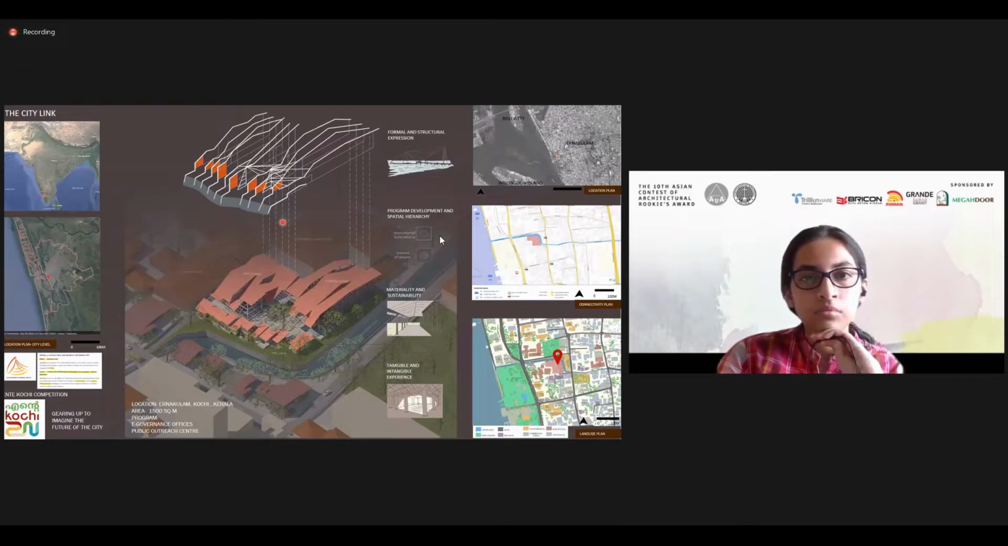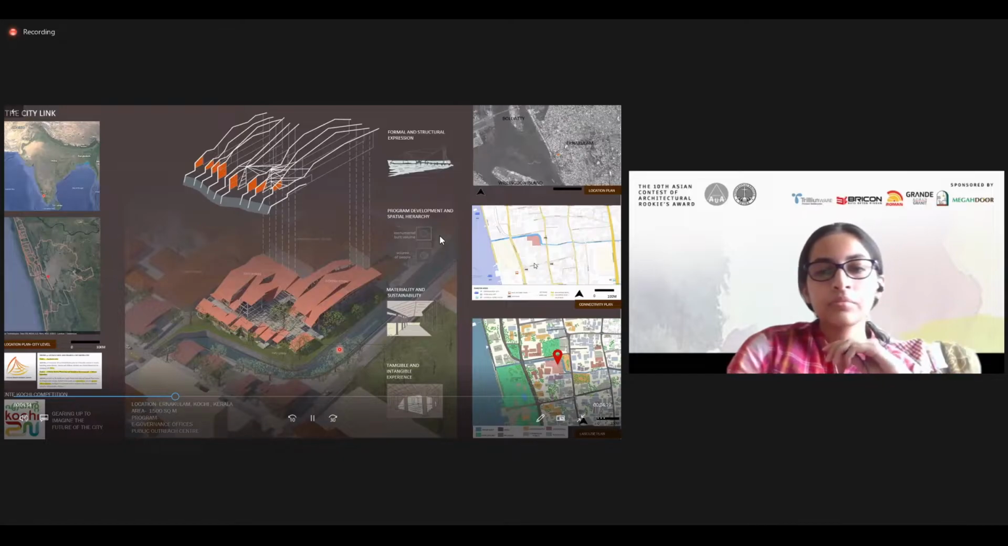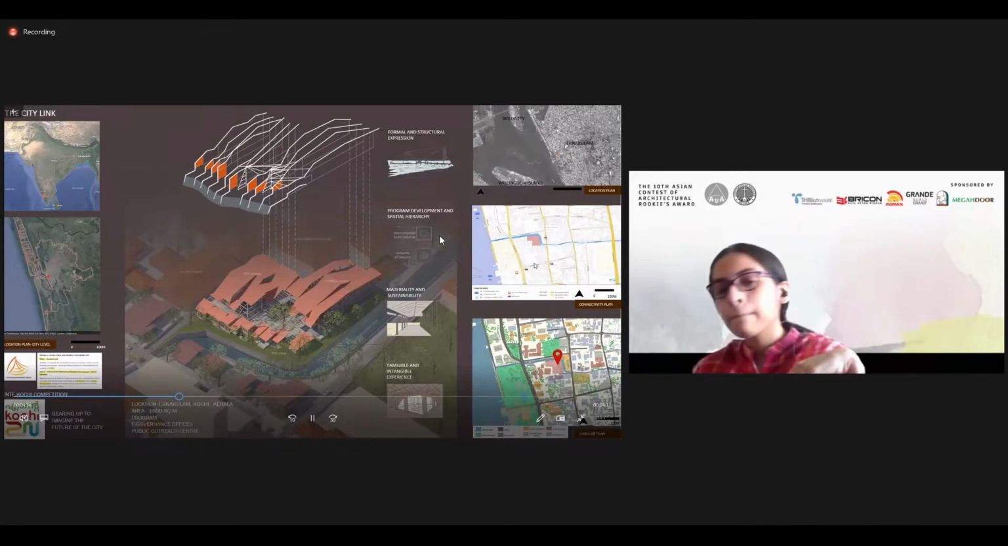How do we intervene in a region with a strong cultural sense? How do we link the traditional and the contemporary and make it relevant for the future? As a method of approach for the various layers that go into designing a structure, formal and structural expression, program development and spatial hierarchy, materiality and sustainability, and the intimate scale of intangible experiences, I decided to take cues from the existing broader, regional, and immediate context, which I'll be going through in the next slide.